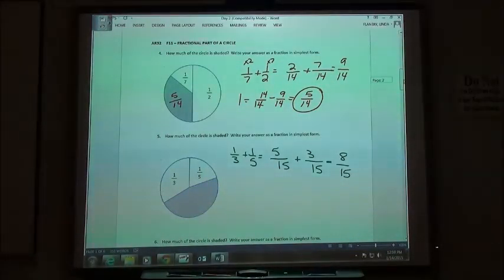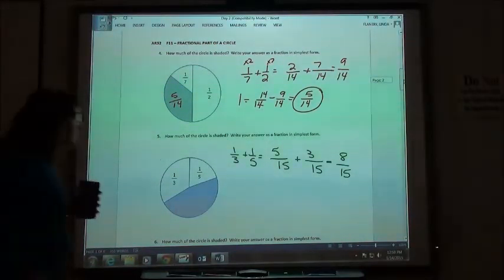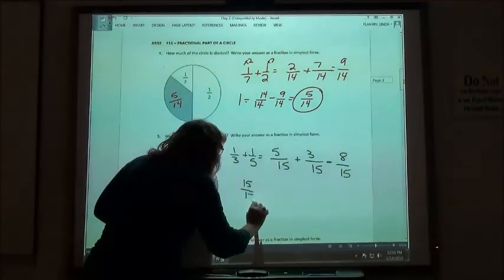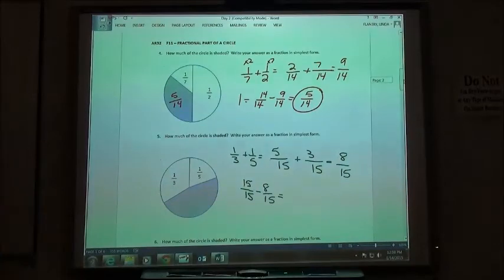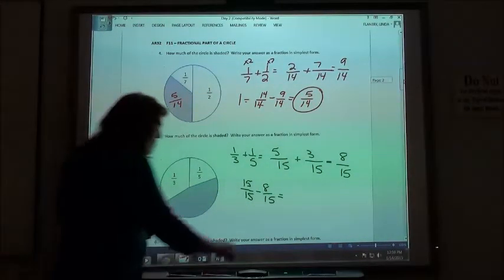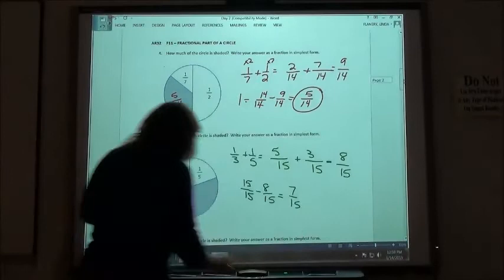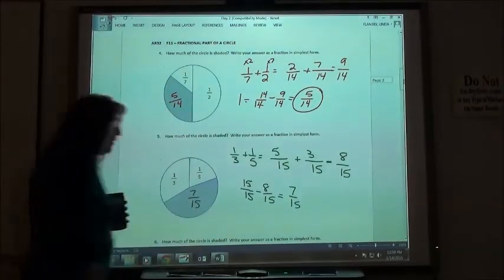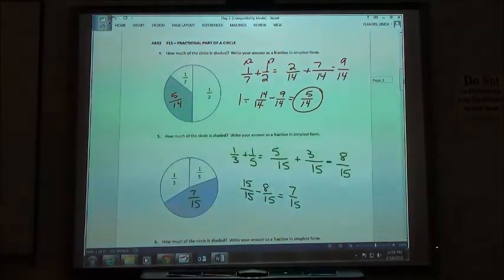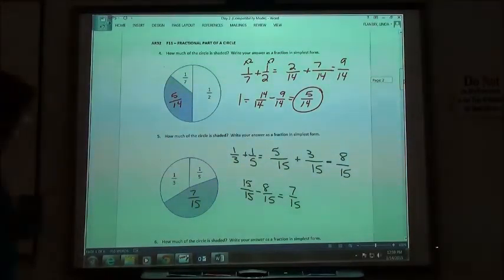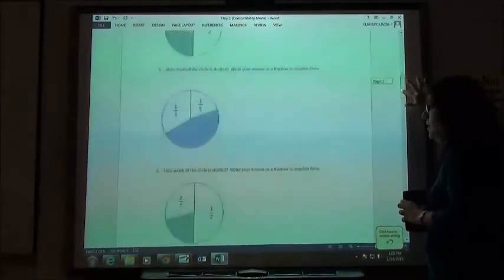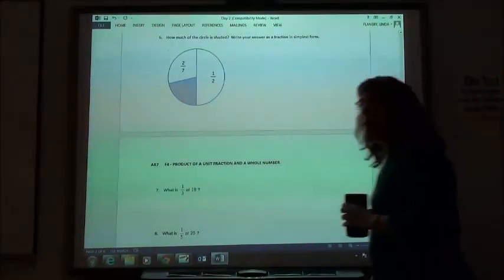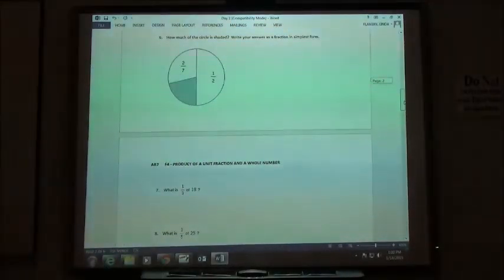We know the whole circle is 1, but we are going to write 1 as what for this problem? 15 out of 15, right? If we take off the 8/15ths that is in white, how much is the gray section? 7 out of the 15, 7/15ths. Easy enough, right? So go ahead and do number 6 and see what you come up with for an answer there.